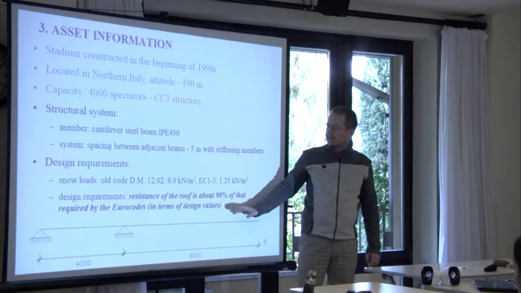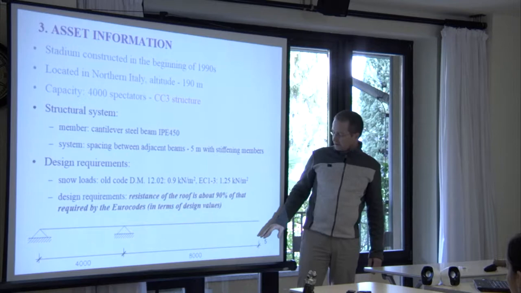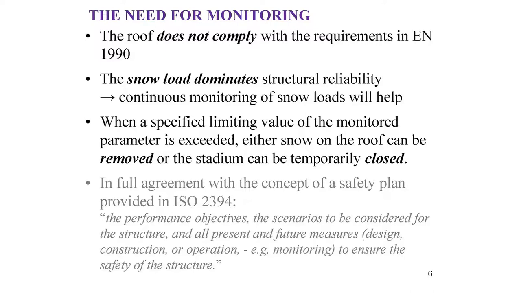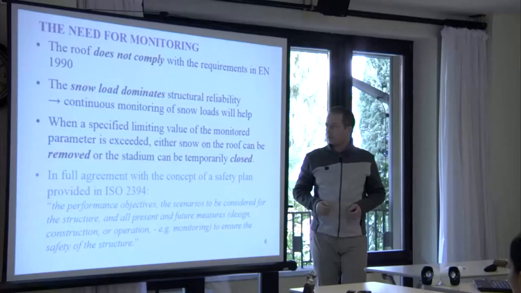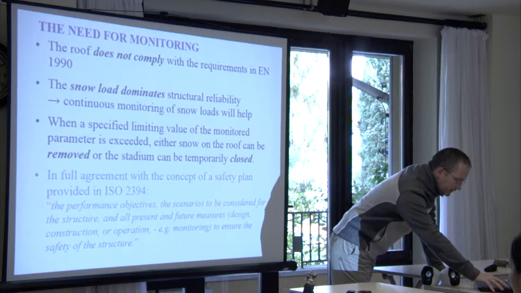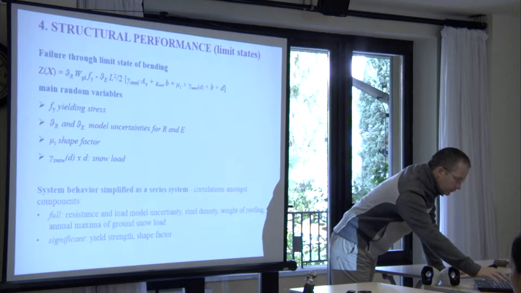And just for simplification, the main cantilever beam is like this one, so this is the simplified structure layout. And for this case, reliability is totally dominated by snow load because we have a steel beam in bending because of bracing, so the main uncertainties are here on this side, and we argued that one possible safety measure, accepted in 1990 as well in ISO 26094, is to undertake monitoring.